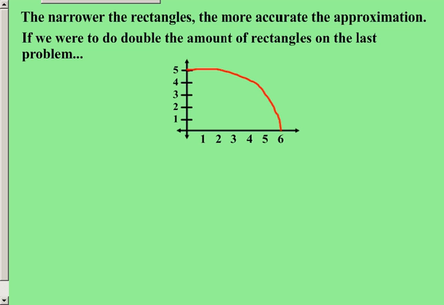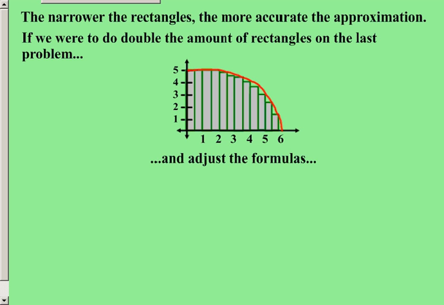Okay, so here is our function once more, only this time we'll use half unit wide rectangles in order to fill our curve. You can already see, even with my crude drawing here, that the area that is not covered by the rectangles underneath the curve is already substantially smaller. Okay, so from there we would simply adjust the formulas.